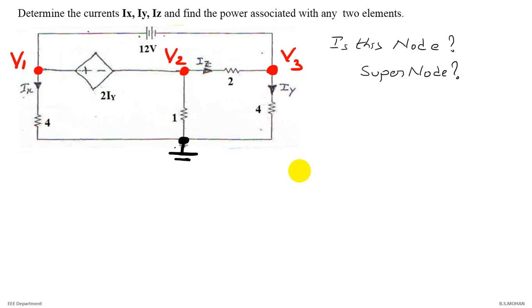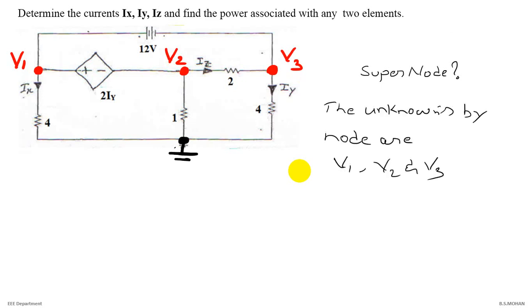Now, assuming that you have selected your options, this is actually a super node problem. The unknowns by nodal analysis are V1, V2 and V3. So we have 3 unknowns and we need 3 equations to solve for them. Where do we get these 3 equations? In all the 3 equations, we'll have the 3 variables V1, V2 and V3.